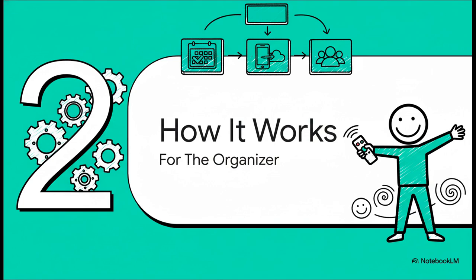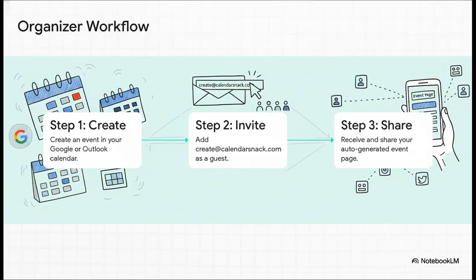All right, so you're probably thinking, okay, that sounds great, but it must be a nightmare to set up. And that's the best part. It's shockingly easy. Let's just walk through what the organizer actually has to do. Seriously, it is as simple as these 3 little steps. First, you just create an event in your Google or Outlook calendar, exactly like you do every single day. Second, when you're adding guests, you just invite one special address, create@calendarsnack.com. And third, well, that's it. You're done. The system literally takes over from there.